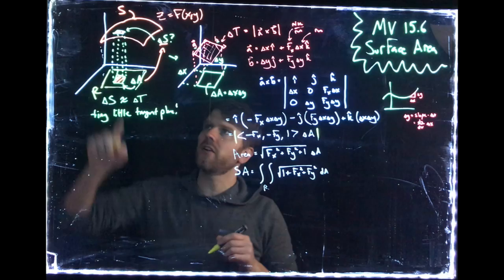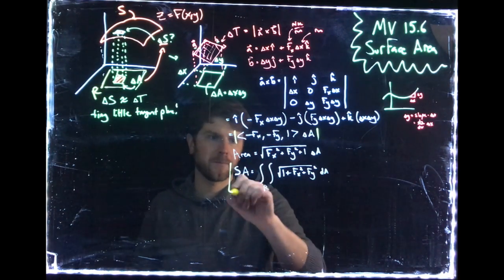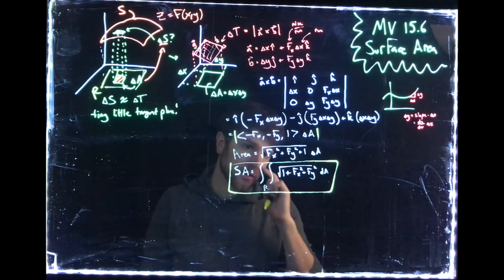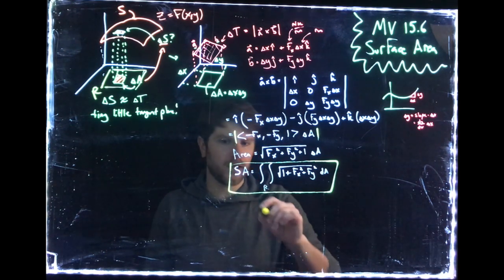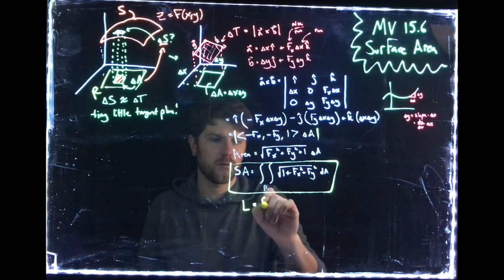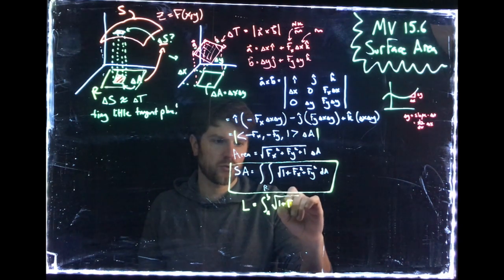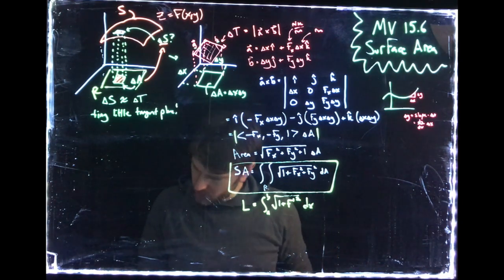So the surface area of S is given by the double integral over this region below. You'll notice a couple things. One, this kind of looks like what we have already. This kind of looks a little bit like our arc length, right? It's sort of reminiscent of our arc length equation that we had before.